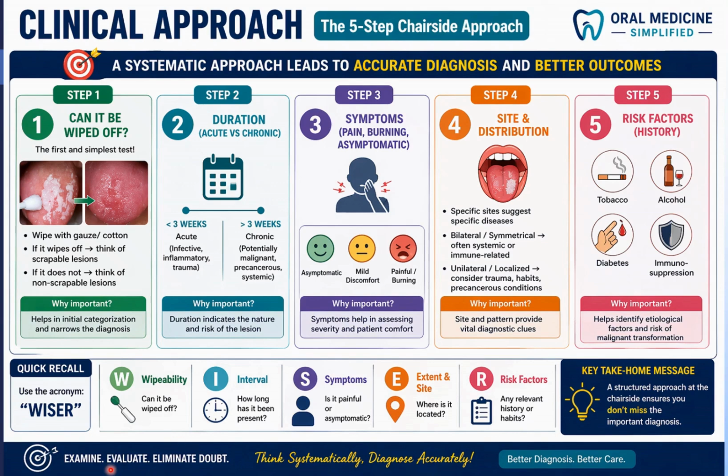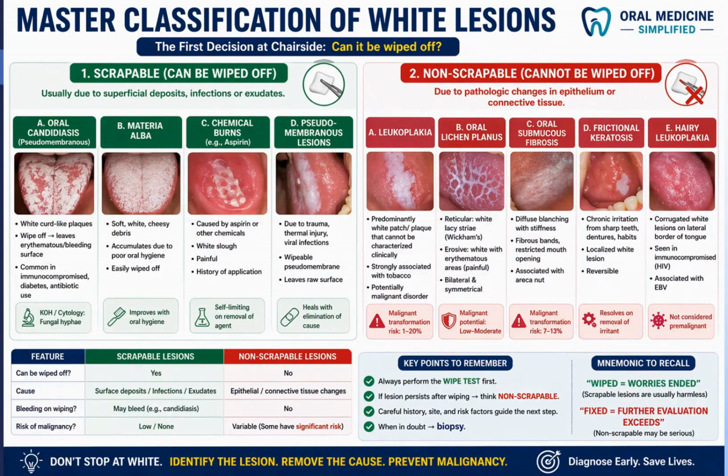Now, the reason I have added this slide, which I have not discussed in the audio, is the mnemonic WISER. This would be easier for you to remember. W is for wipeability, I is for interval, S is for symptoms, E for extent and site, and R for risk factors. So now, instead of memorizing 20 conditions, you think like this.